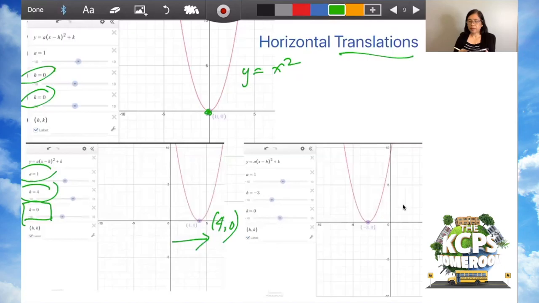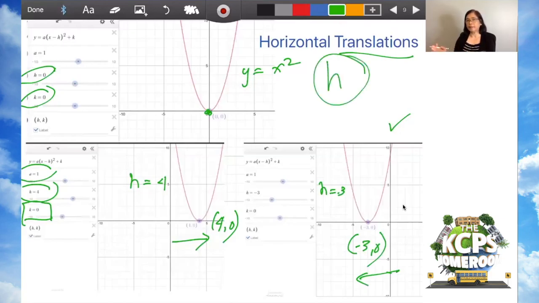And on the second graph here on the right, notice the difference. This is h is 4, and here h equals negative 3. Notice the coordinates here, it's negative 3 and 0. It's a movement to the left. It's a slide, a horizontal translation. This is affected by the value of h. It's the value of h that affects this movement. Slide h, take note of that.